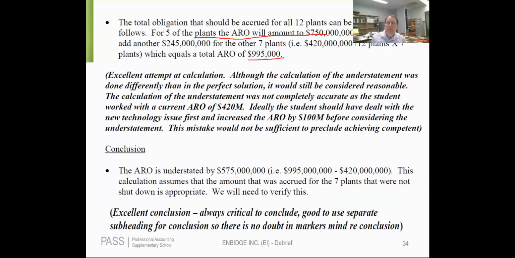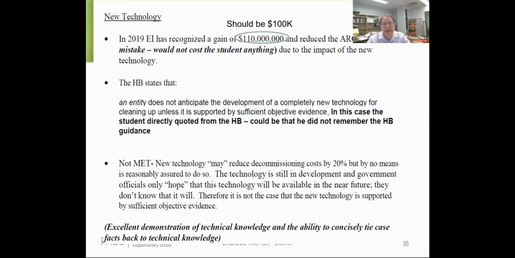There's a smaller issue, and if you didn't remember ARO, you're probably not going to have clued into this. Why were they wrong in changing because of the technology, taking a gain of 100,000? It was 100,000, not 110. Why were they wrong in taking this gain? What was the problem with that? Does anyone know the technical point? Okay, TJ, very good. Uncertainty, excellent.